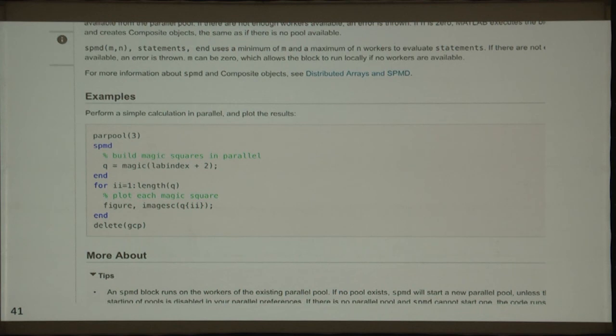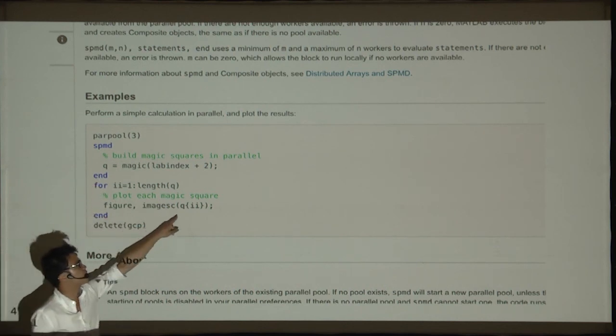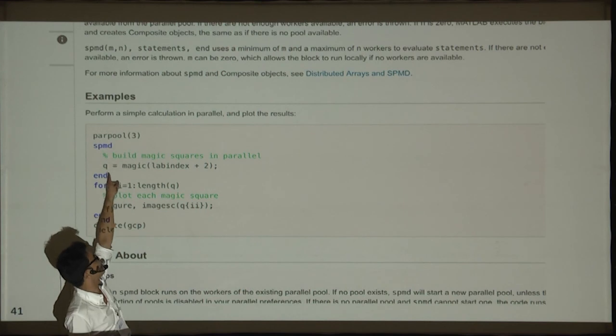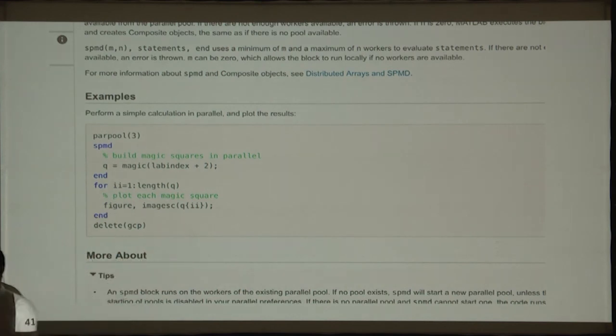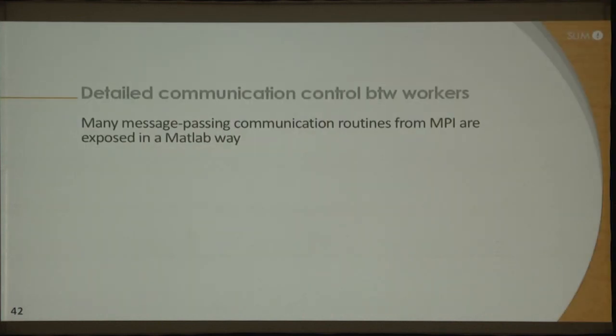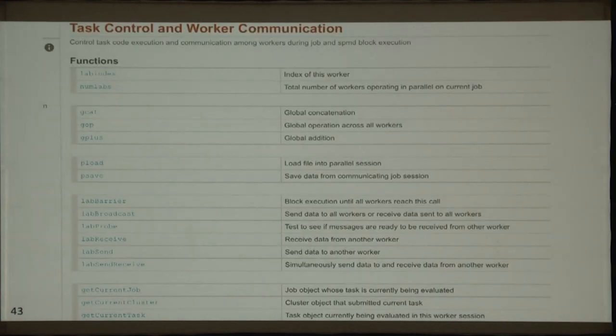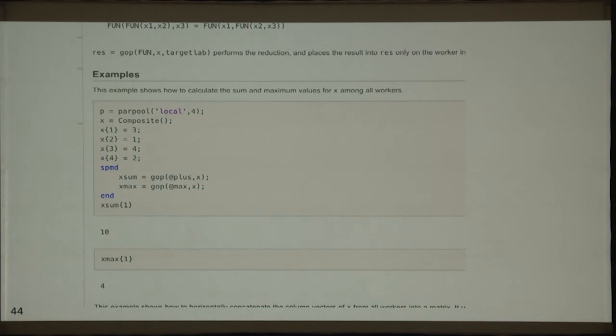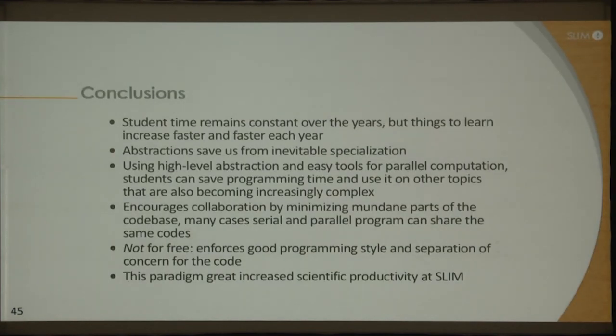This is what an SPMD block looks like. You just initiate SPMD, each worker has its own thing, and then you end the SPMD, so this is outside now. And for each worker, basically this local variable just turns into a composite object, right? Curly braces, and you can index into it. It has detailed communications, you can do lab send, global concatenation, barriers, probing, send, receive between different workers. So it basically has a lot of these MPI primitives that you recognize. Okay, so that's pretty much it.